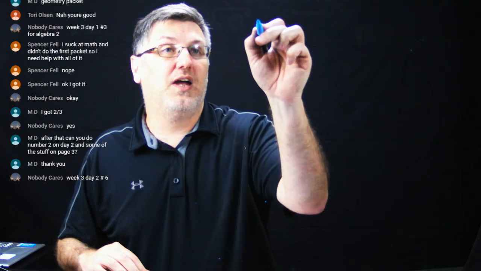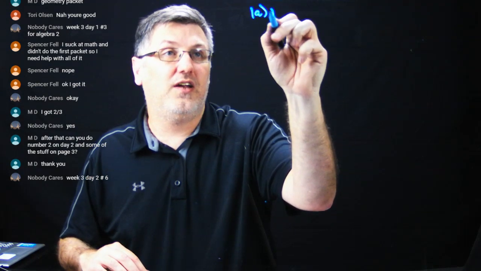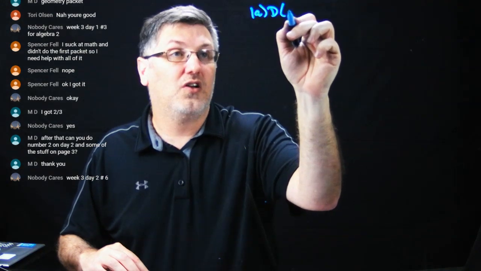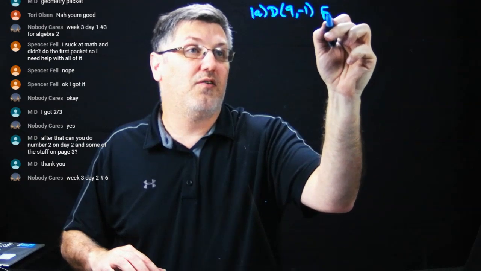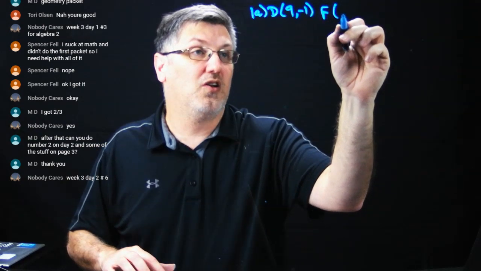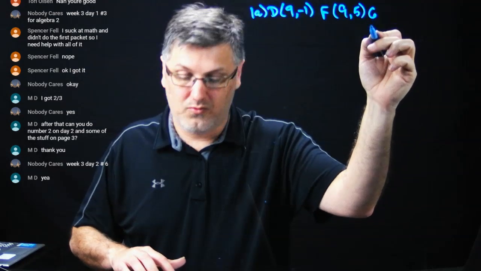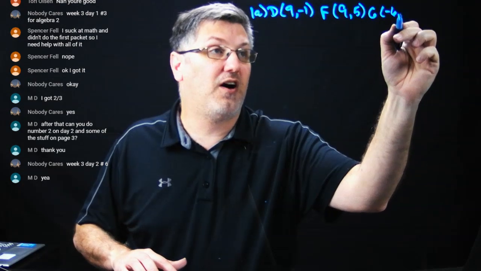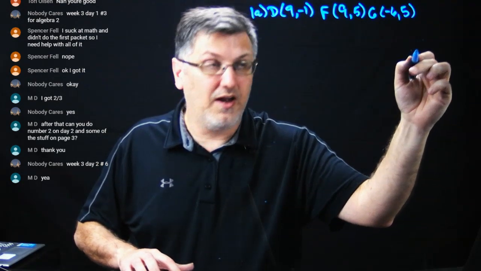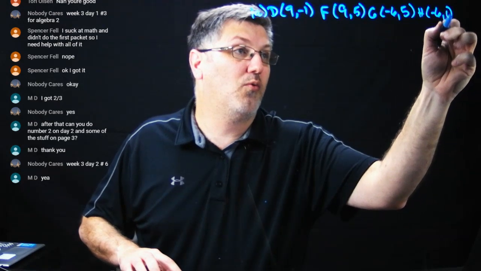So nobody cares, after I do this 1A, I'm going to go ahead and work your problem, all right? All right, so for 1A, we have D is (9, -1), F is (9, 5), G is (-6, 5), and then we have H, which is (-6, 1).